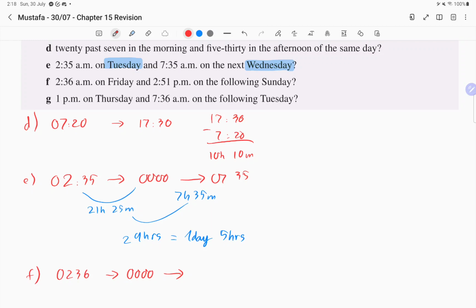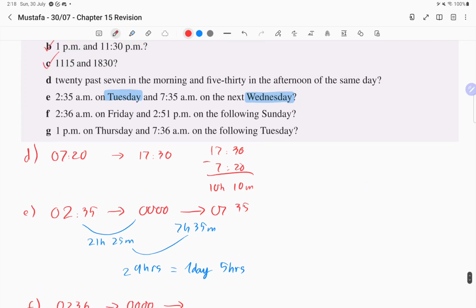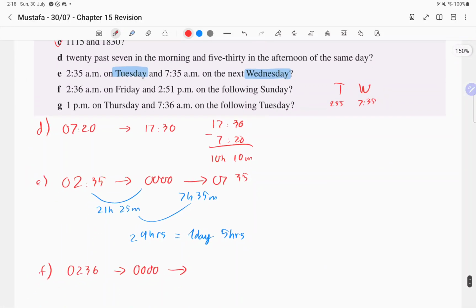Okay, let me check the terminology that they're using here. In the textbook, when they said next Wednesday, it's like Tuesday, Wednesday, and the answer is 1 day 5 hours. So what about following Sunday? Following Sunday means the same thing, just the upcoming Sunday. Yeah, so we'll use that notation for now.